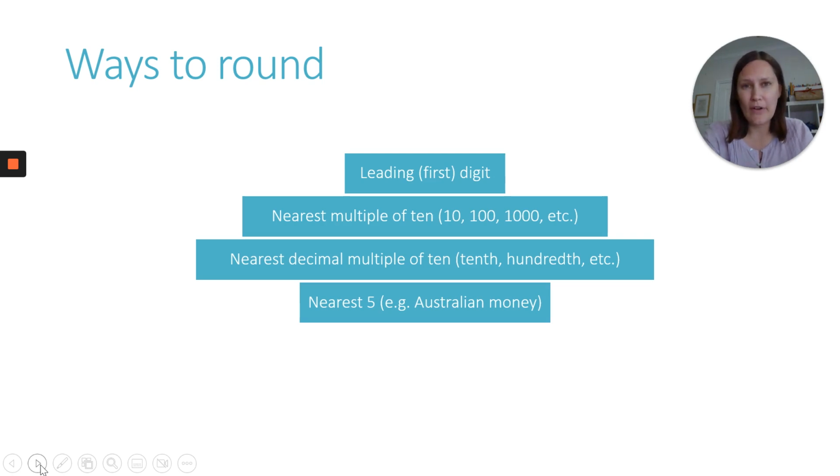Then the very common one that I see is rounding to the nearest multiple of 10. It might ask you to round to the nearest 10, nearest 100, nearest 1,000, and so on. You might also be asked to do the same sort of thing but in decimals, to the nearest decimal multiple of 10, 10th, 100th, and so on. And then you might be asked to round money. Now in Australia, this is a really important skill because we round all of our money values to the nearest 10 or 5 cents. We don't have 1 or 2 cent pieces in Australia anymore, and so we must round our money.